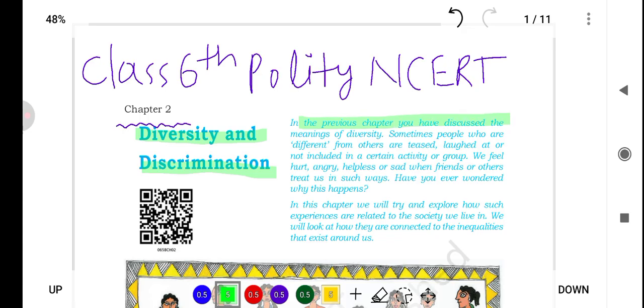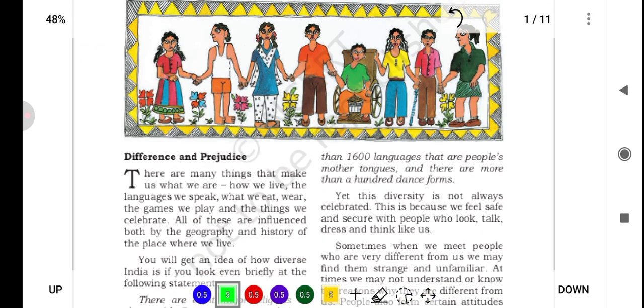Sometimes people who are different from others are teased, laughed at, or are not included in a certain activity or group. We feel hurt, angry, helpless, or sad when friends or others treat us in such ways. Have you ever wondered why this happens? In this chapter, we will try and explore how such experiences are related to the society we live in. We will look at how they are connected to the inequalities that exist around us. You can see this is the picture where diversity has been shown.